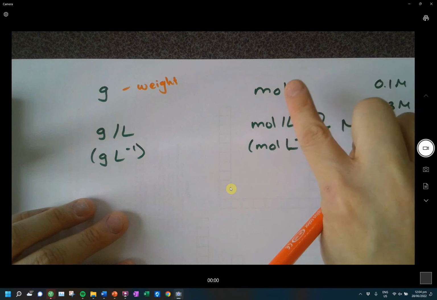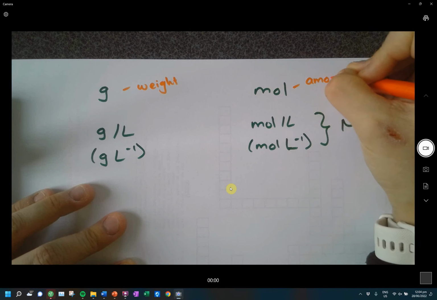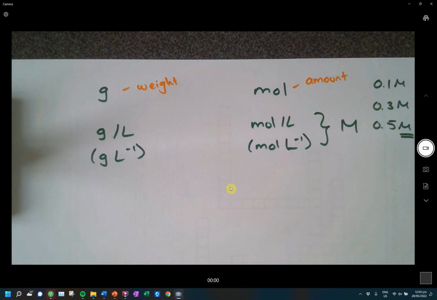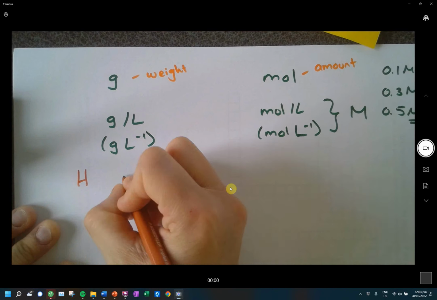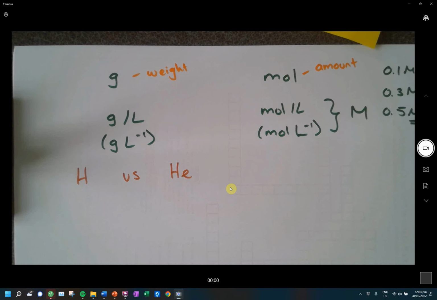Mole, however, is a little bit more useful for us in chemistry because that one talks about amount. Are you okay with that so far? Yes. So, if I was going to compare things on the periodic table, let me show you what I mean. Let's say I wanted to compare hydrogen versus helium.